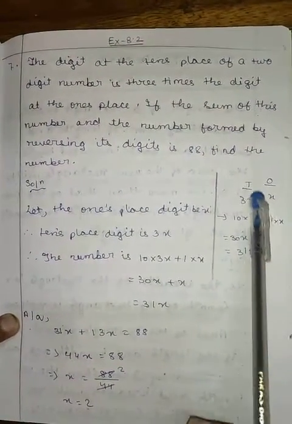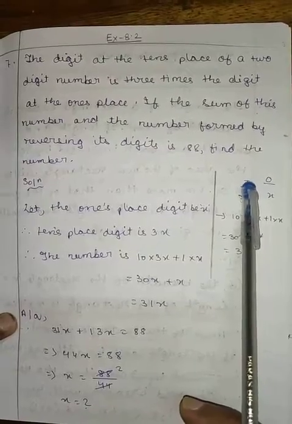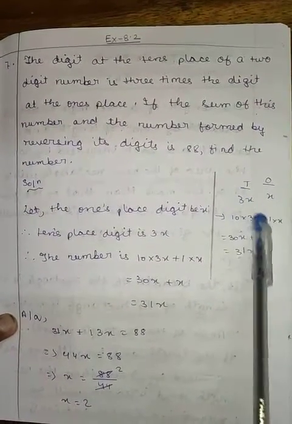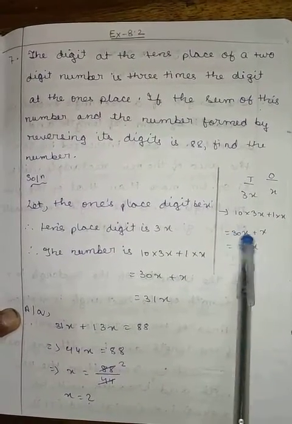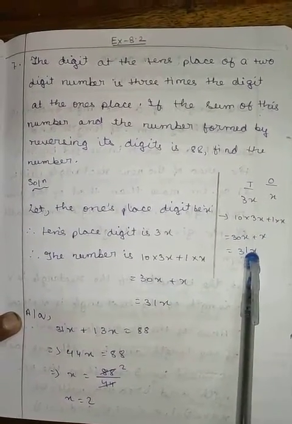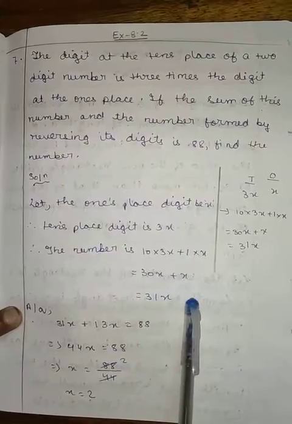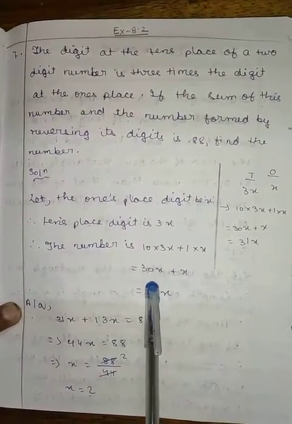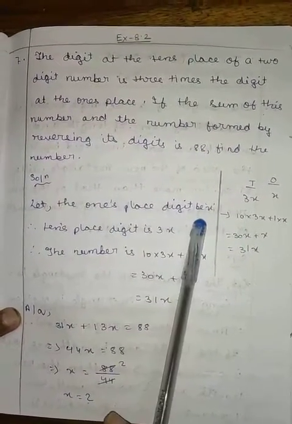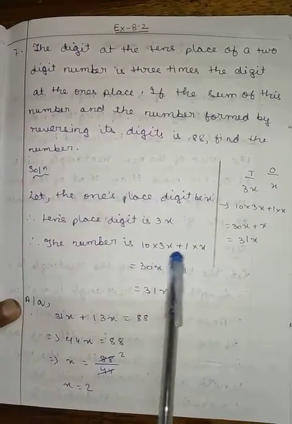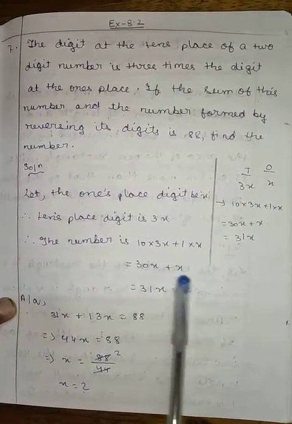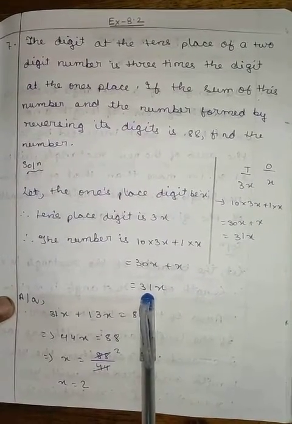Therefore the number, as per the Indian place value system, tens place, that is 10 into 3x plus 1 into x. That is 10 3s are 30x plus x becomes 31x. So the number is 31x. Same thing I have done here. So ones place you can select by x, tens place they said 3x. Therefore the number is 10 into 3x plus 1 into x, which is 30x plus x becomes 31x.